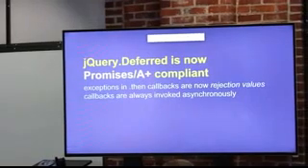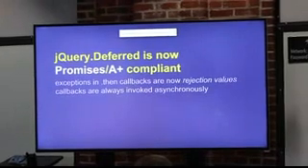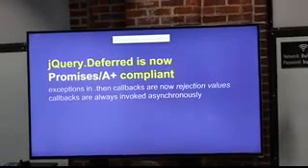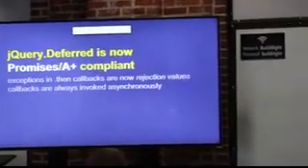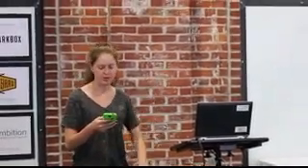jQuery deferred is now promises compliant. So they changed a couple things. A .then callback is now a rejection value, and the callbacks are always invoked asynchronously, plus a couple other little things, and that made the deferred compliant with the Promises A+ promises. There's a special list of things that you have to be compliant with in order to get registered or whatever you do. Promises.